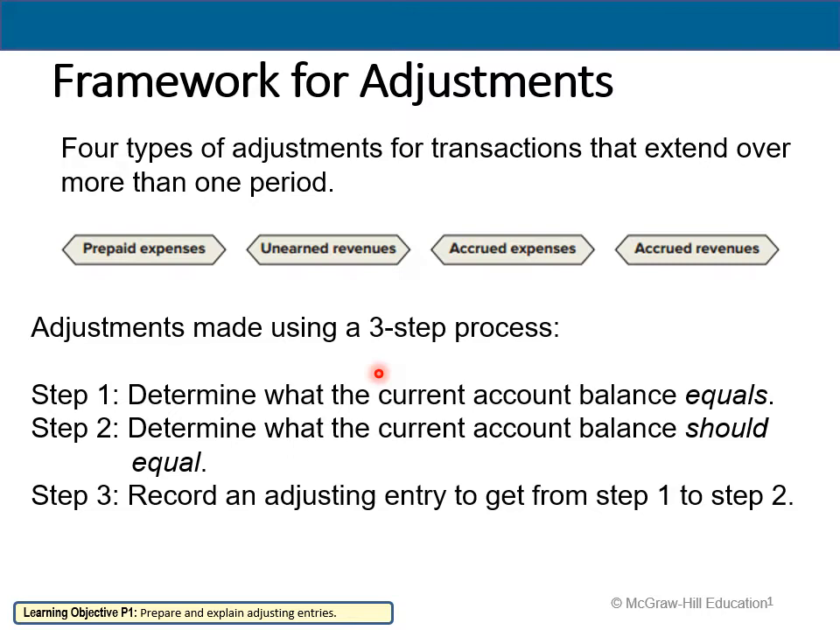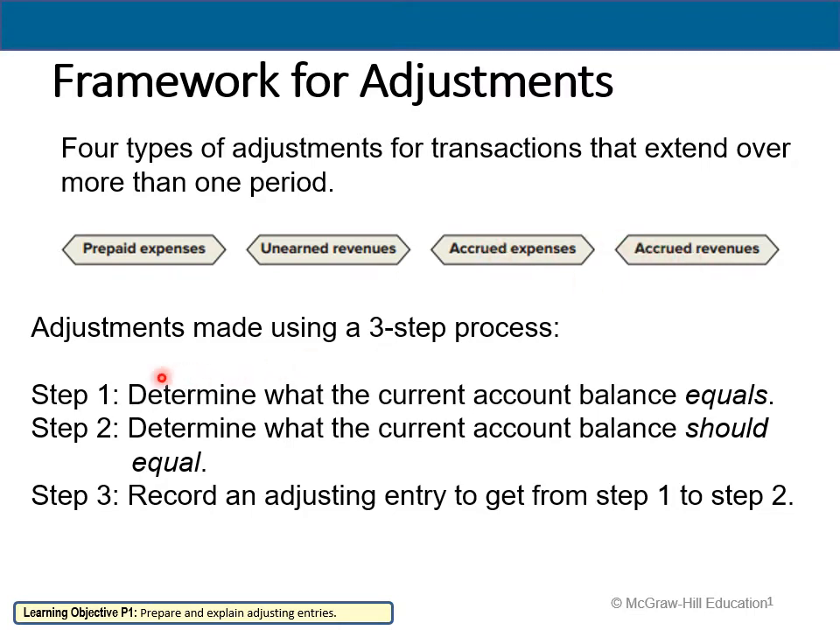So here is just our framework for adjusting entries. In this chapter, we're going to focus on prepaid expenses. That's an expense paid in advance. Unearned revenues are revenues, well, really it's cash that's received before you provide a good or service. So anytime you collect cash in advance, we need to treat that as an unearned revenue. And then we'll also have accrued expenses and accrued revenues.